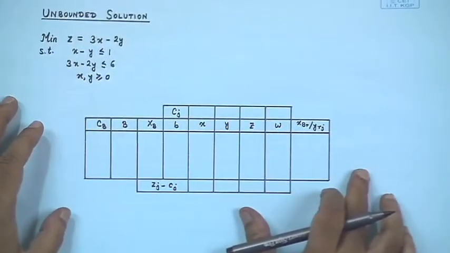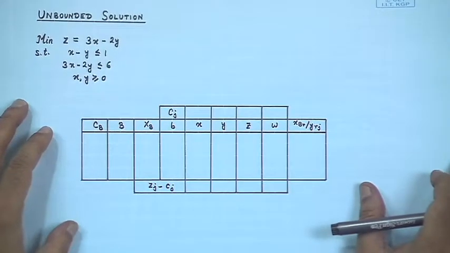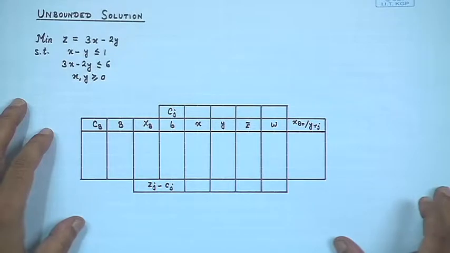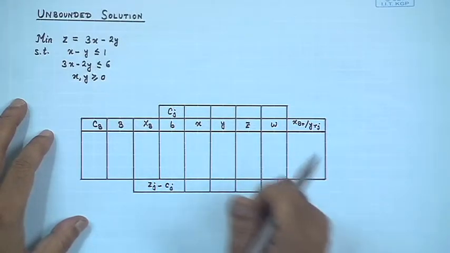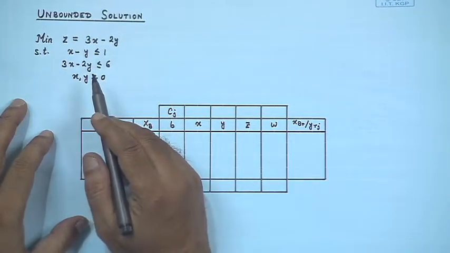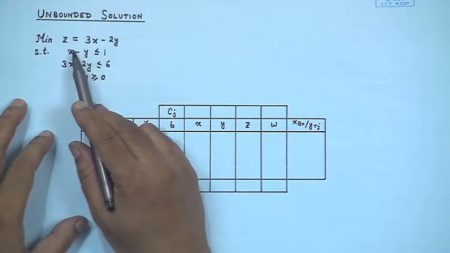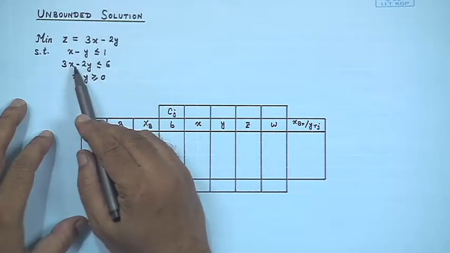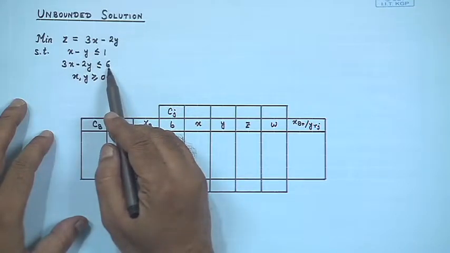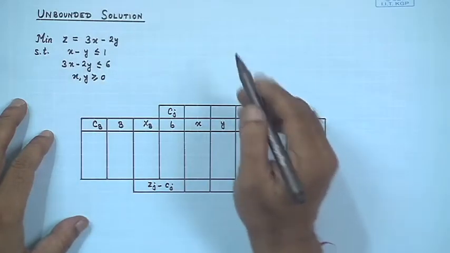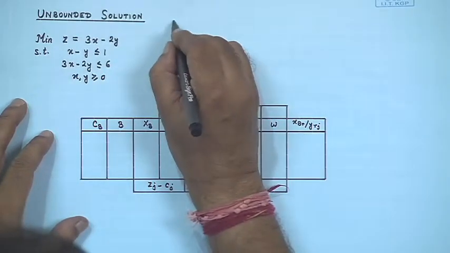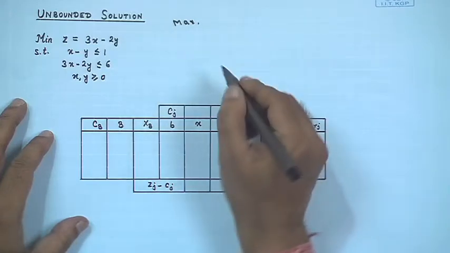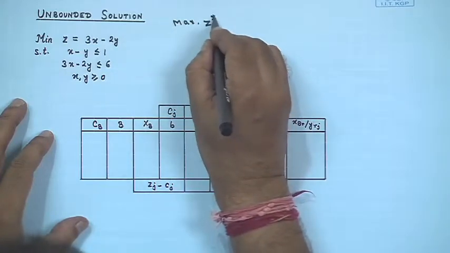The second case is the unbounded solution. Let us see what an unbounded solution is in this case. Let us take a minimization problem: Z equals 3x minus 2y subject to x minus y less than equals 1, 3x minus 2y less than equals 6. Since it is a minimization problem, at first I have to write it in the standard form and I have to make it maximize.